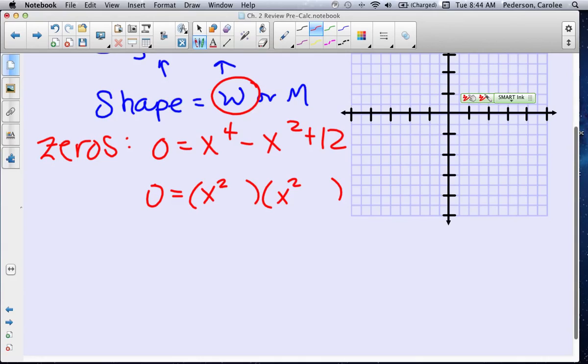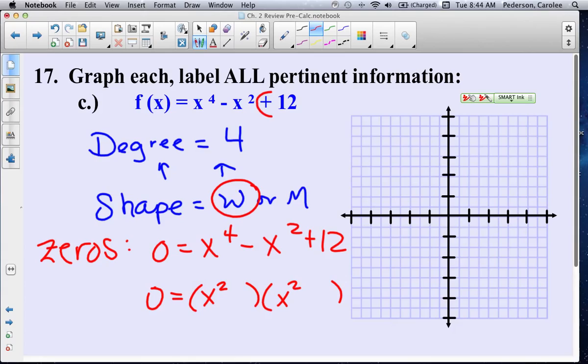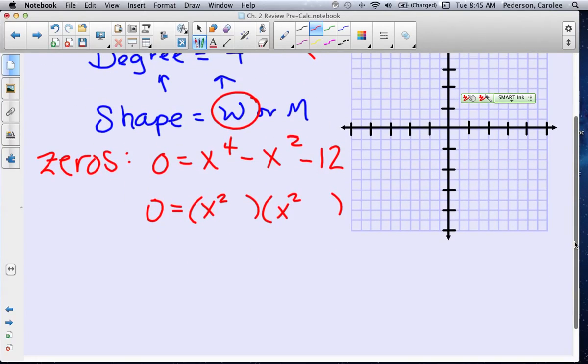I think there's an error. It should be a negative 12. Otherwise you can't factor that. This makes it factorable. So then you could do a negative 4 and a positive 3. Just go ahead and change that on your worksheet. It should be a negative 12. Then you can factor it as negative 4 and positive 3. Then you set those factors equal to 0 and solve for x.